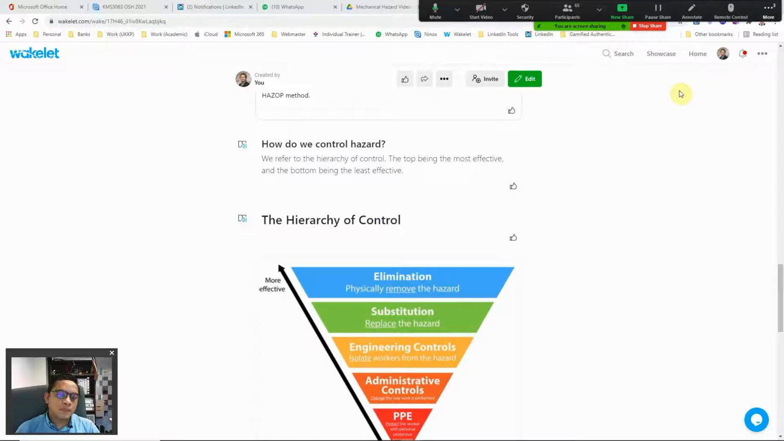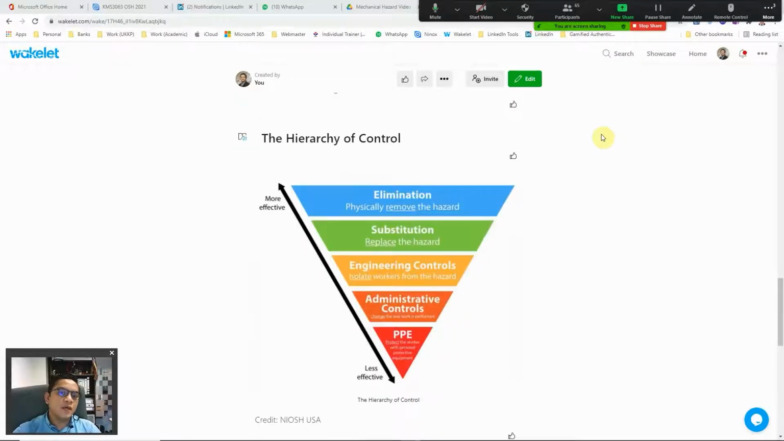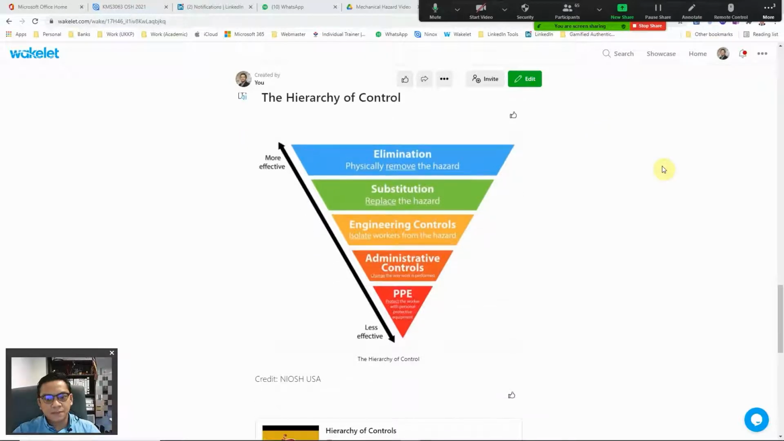So how do we control hazards? Because hazard management is basically the heart of OSH, occupational safety and health, being able to identify hazards and control hazards. When we think about how to control hazard, we always refer to the hierarchy of control. The hierarchy of control consists of 5 steps, as you can see on the screen right now.